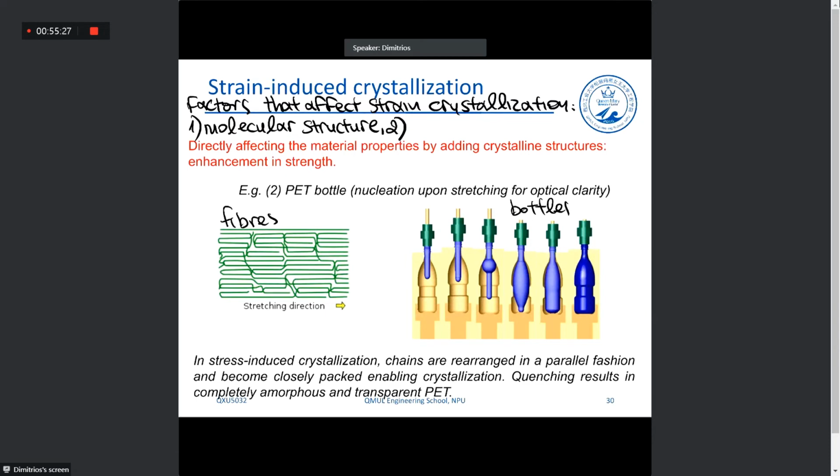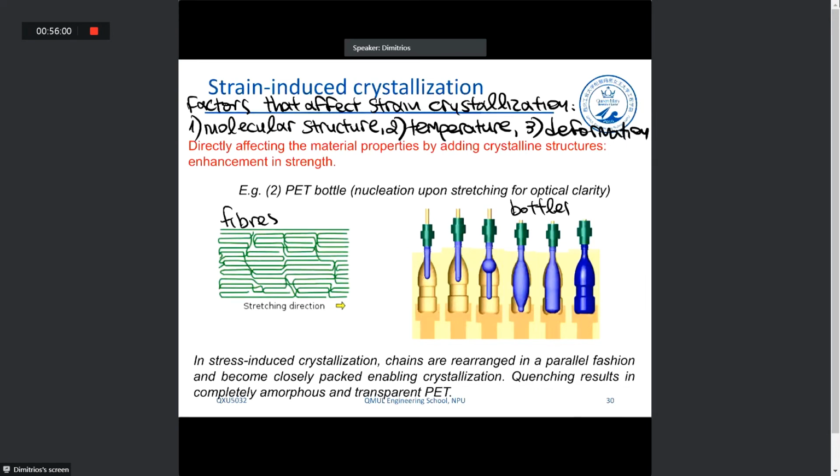By molecular structure, we mean the presence of regular arrangements in the polymer, the presence of a long or a short chain, and the intermolecular forces between the chains. Temperature, of course, and also the type of deformation that we use.